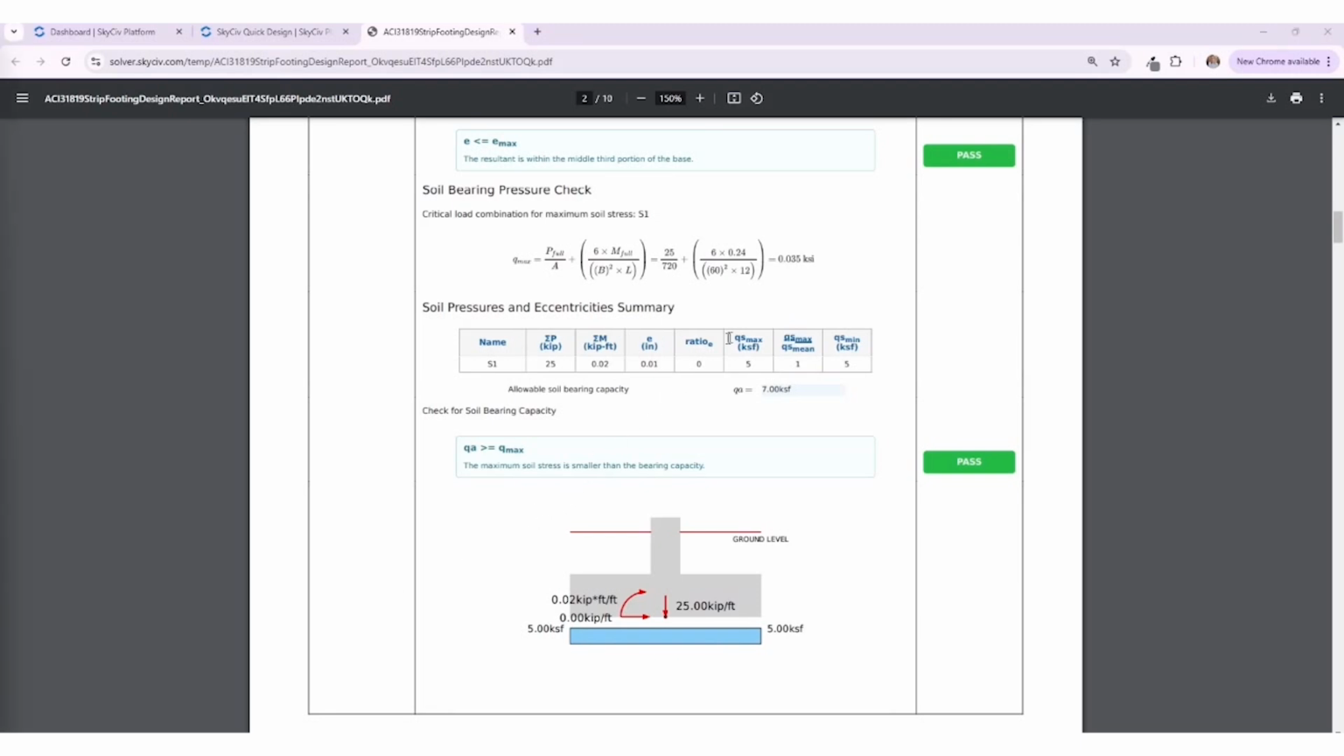So from this example, we get a q max of 0.035 KSI, which is about 5 KSF. The calculator compares q max to the allowable bearing capacity q a. If q a is greater than q max, the check passes, ensuring the soil can safely support the applied loads without excessive settlement or bearing failure.